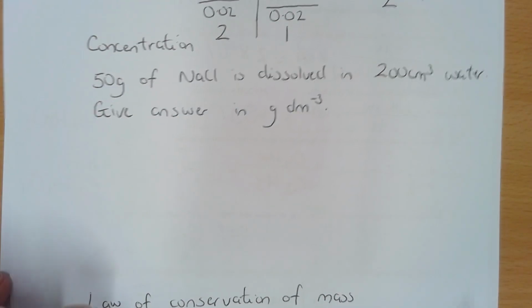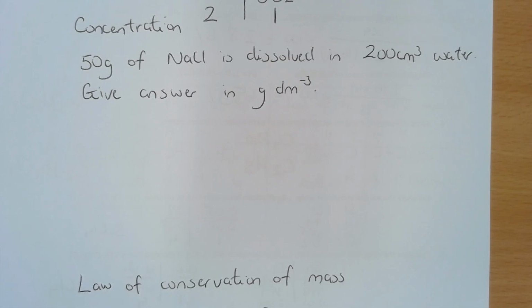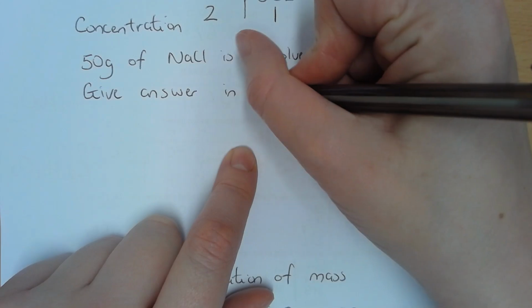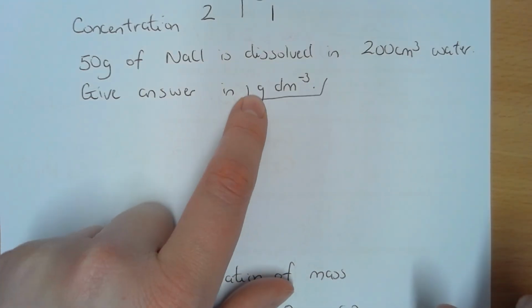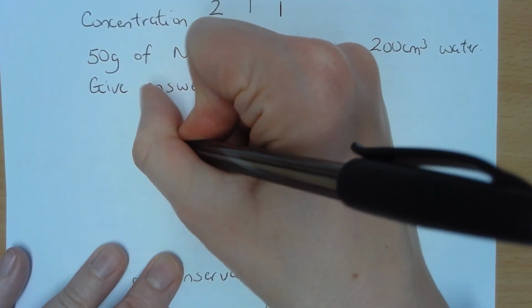Right. Other one that they ask every single time is concentration. You take 50 grams of NaCl, you dissolve it in 200 centimeters cubed of water. Give your answer in grams per decimeters cubed. They always give you this unit, and the unit tells you what to do. Whatever you've got in g, that goes on the top line.